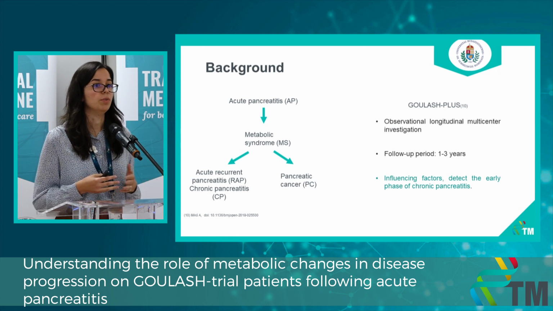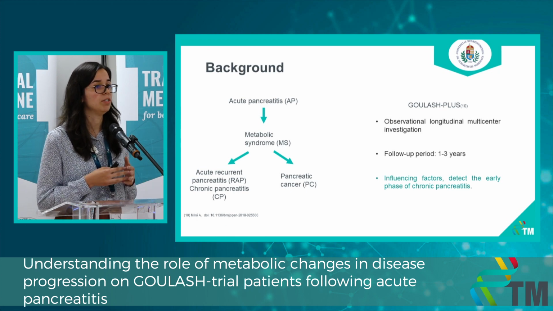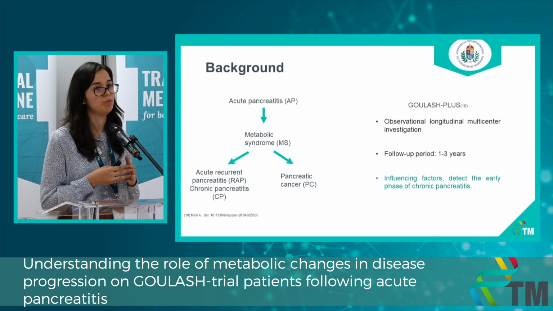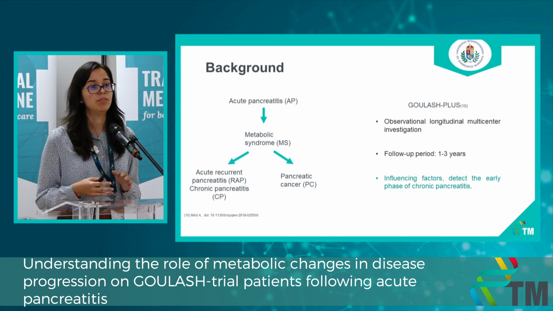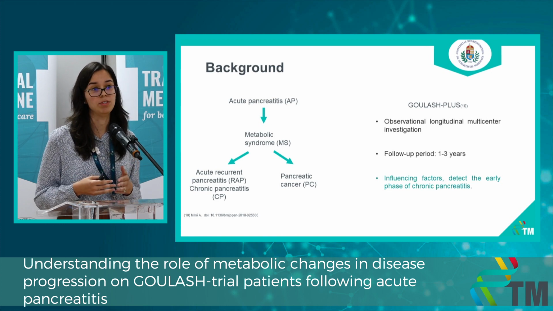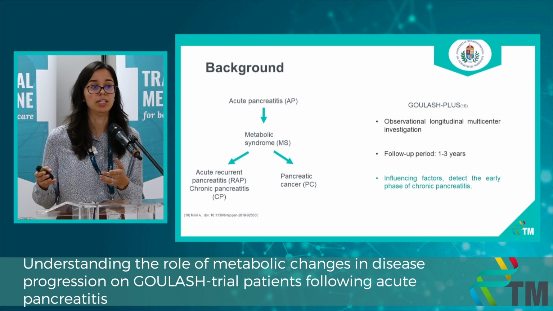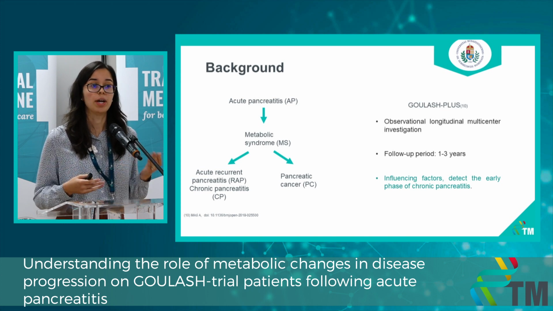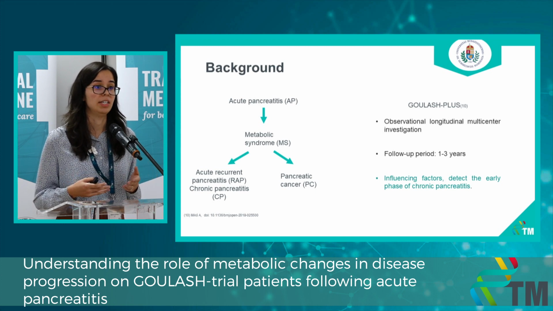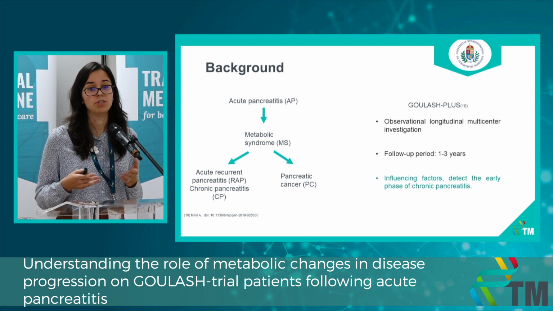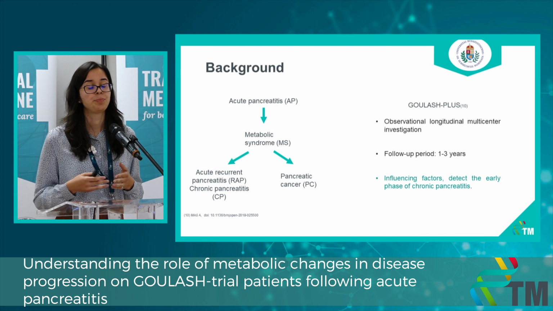We already know that metabolic syndrome plays a huge role in the development of acute pancreatitis, but we don't really know what happens after an AP episode, how the metabolic syndrome can contribute to the development of severe pancreatic diseases. For example, the recurrence of acute pancreatitis, chronic pancreatitis, or even pancreatic cancer.